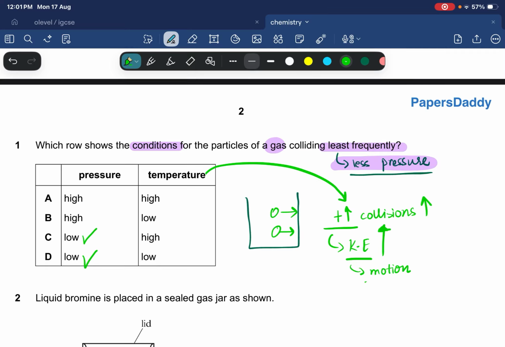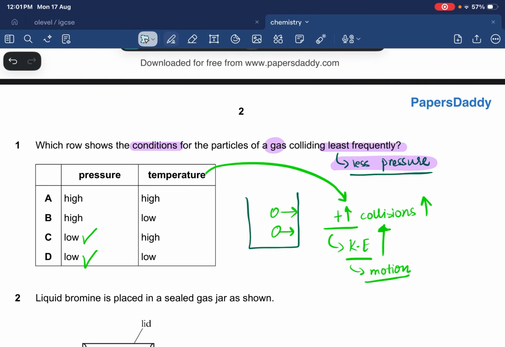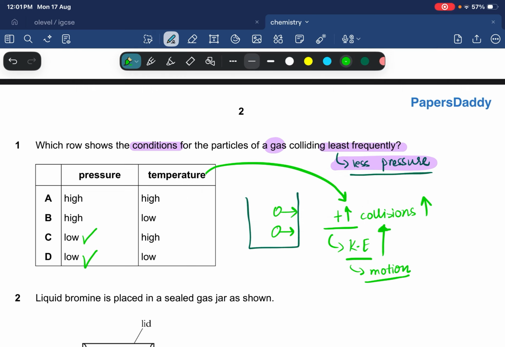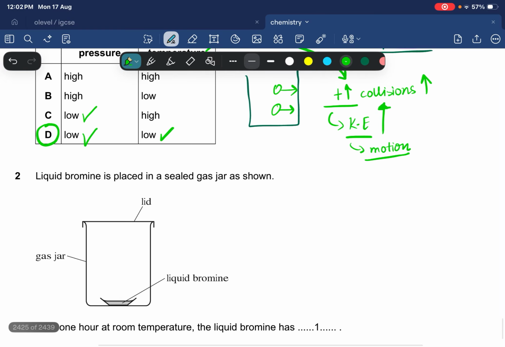So the particles are going to move more frequently. If this particle is moving like this, it collides less with this particle. But if this particle gains temperature, it gains kinetic energy, and then it is going to collide more frequently with this particle. So the collisions definitely increase by increasing the temperature, but we want to decrease the collisions, so we decrease the temperature. This makes low pressure and low temperature the causes of fewer collisions.